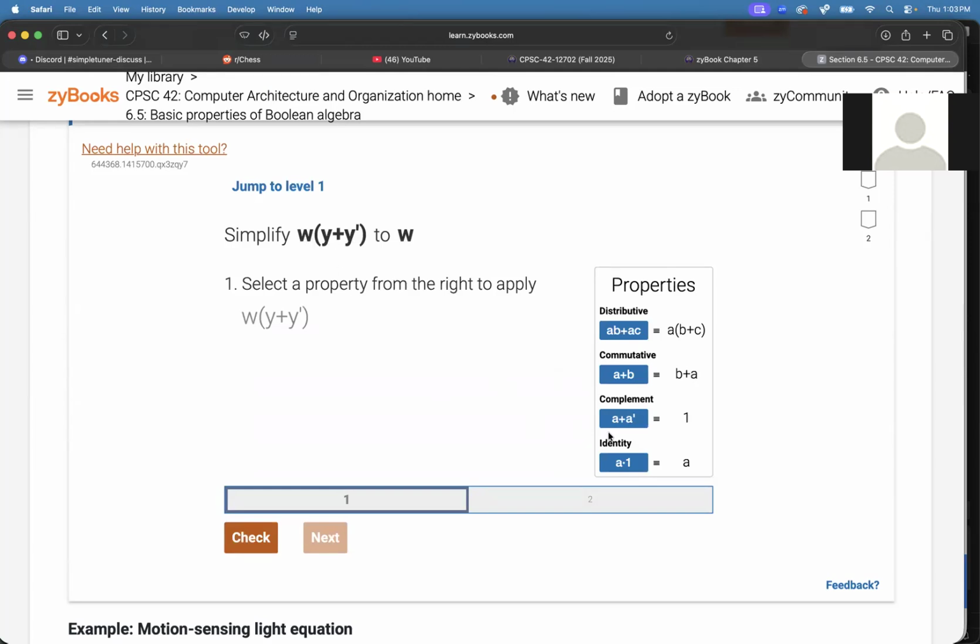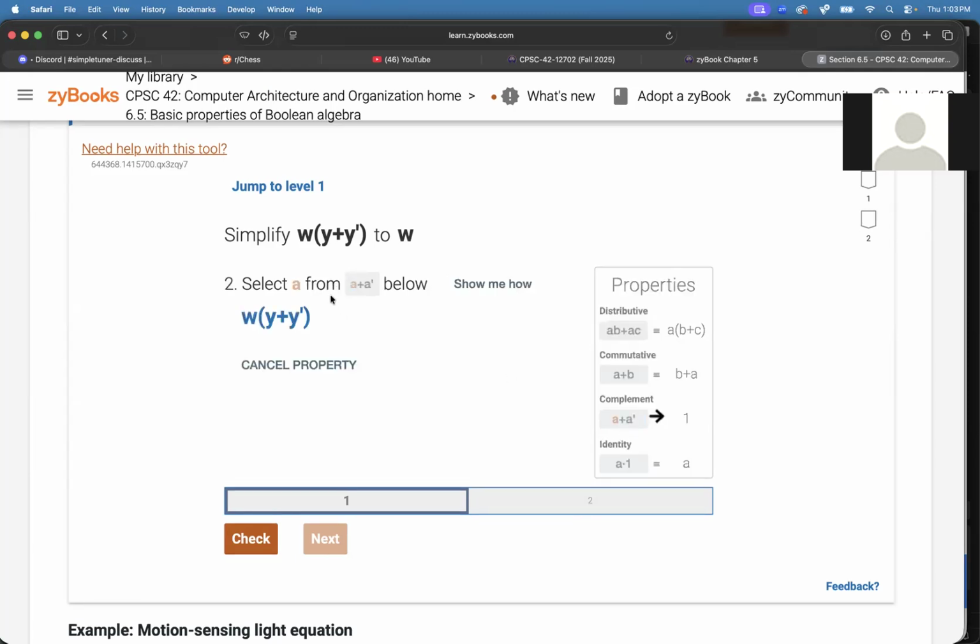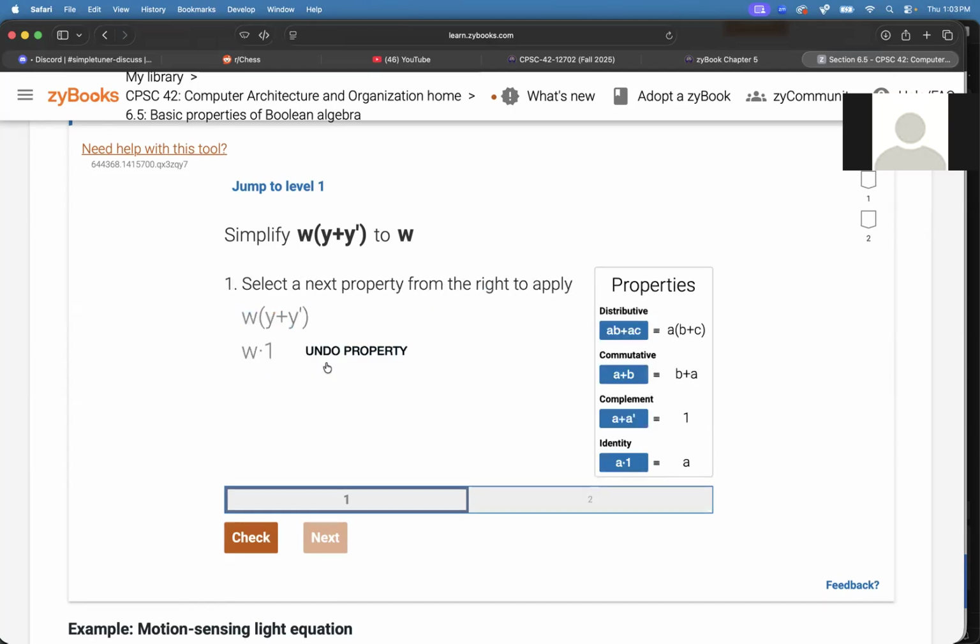Y or not Y? Click the rule: A or not A. Click it. Read this. Select the A from A plus not A. So that's the Y. Then I have to hit next. Then it says select not A from that expression. That's the not Y. Then click apply property. Boom, we did it.